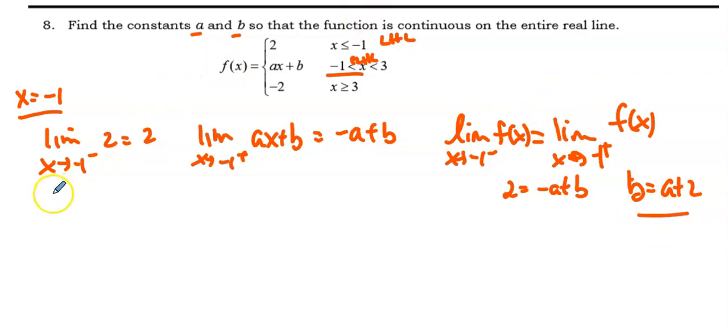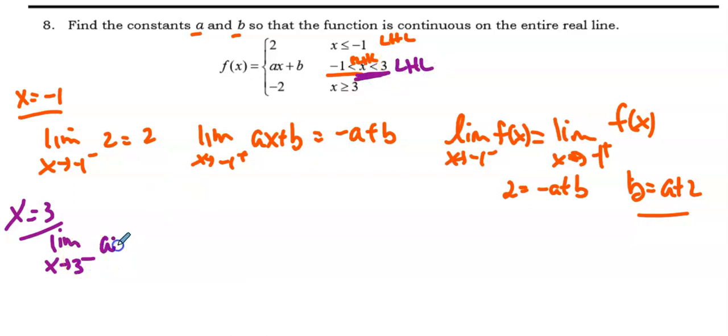Now, if I go to the next step with x is equal to 3, so we're looking at the limit as x approaches 3. Now, this one, let's say x is less than 3, right? Less than 3, so that's a left-hand limit. So 3 from the left of ax plus b. And we can go ahead and plug in 3, so we're going to get 3a plus b.